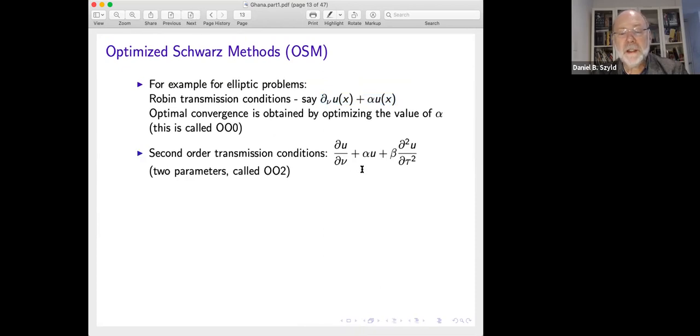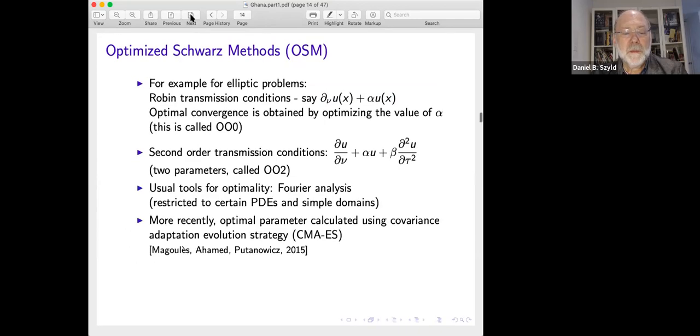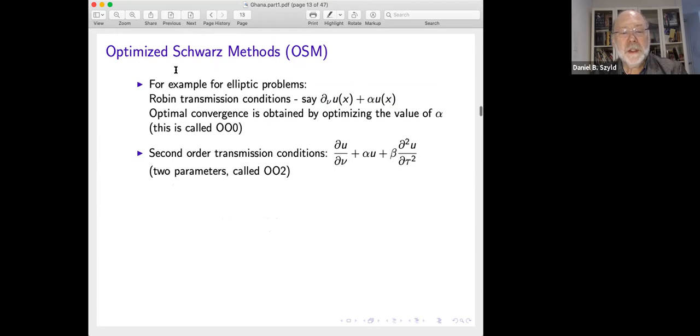You can get greedy and say, okay, instead of one parameter, let's take two parameters: normal plus Dirichlet plus tangential. And this is sometimes called O0, O2, or 0, 2, because essentially the optimal condition, not the optimized, is a Dirichlet to normal map for those who know PDEs. And this will be the zero order or the second order approximation to the Dirichlet to normal map.